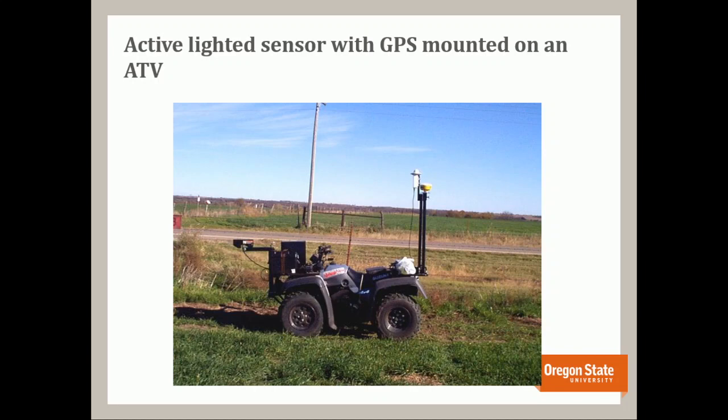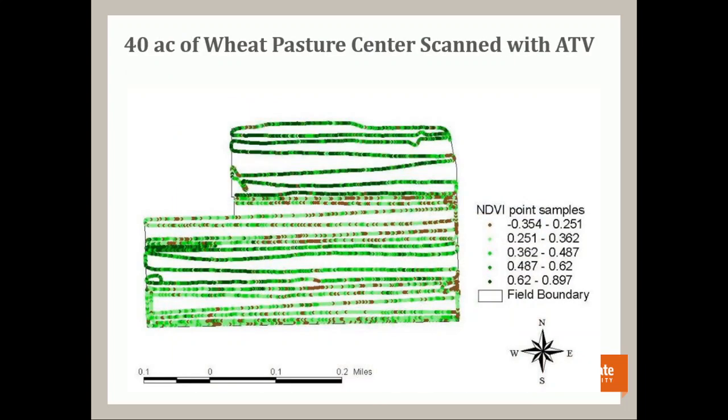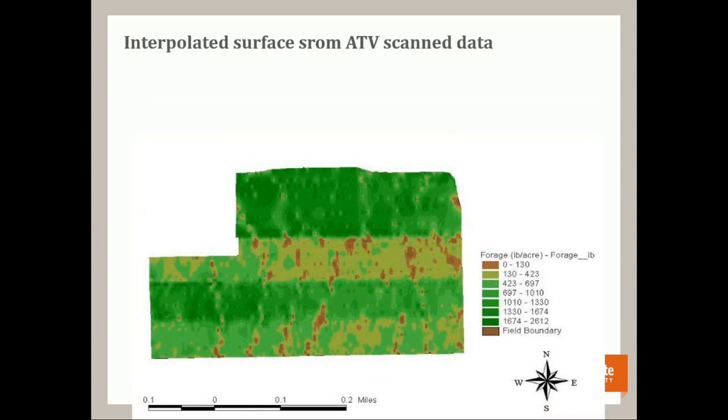An active lighted sensor with GPS mounted on an ATV is presented here in the picture. 40 acres of wheat pasture center were scanned with the ATV as shown in the previous slide. The pattern of scanning is presented here, and DVI points and their range are presented. Interpolated surface from ATV scan data.